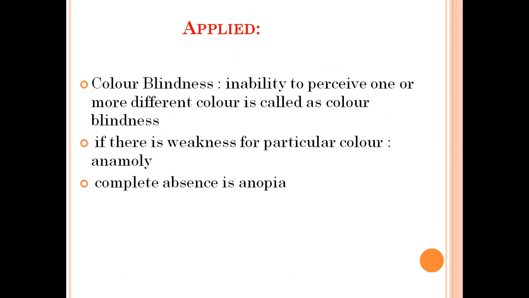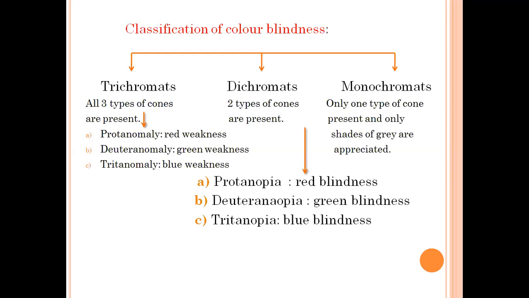What are the applied aspects? What is meant by color blindness, and how to identify color blindness with the help of the Ishihara chart? It is nothing but the inability to perceive one or more different colors. That is called color blindness. Okay. And we will see what the types of color blindness are. If there is a weakness for a particular color, that is called anomaly. Okay, so complete blindness is called anopia and weakness is called anomaly. This is the classification for color blindness.